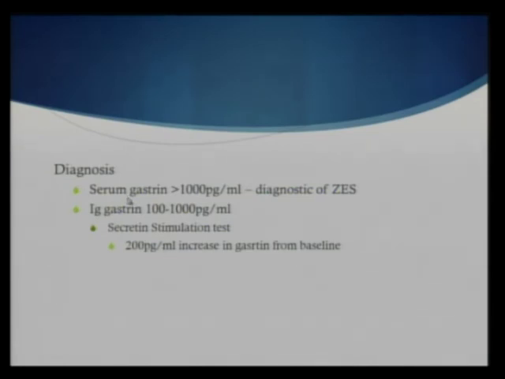Diagnosis, if you suspect gastrinoma, first thing to do is send a serum gastrin level. If it comes back as greater than 1,000 picograms per ml, that's your diagnosis of gastrinoma right away. If, however, the gastrin level is between 100 to 1,000, then the next step would be to do a secretin stimulation test. And if the gastrin level increases by more than 200 pg per ml from the baseline, then that confirms diagnosis of gastrinomas.